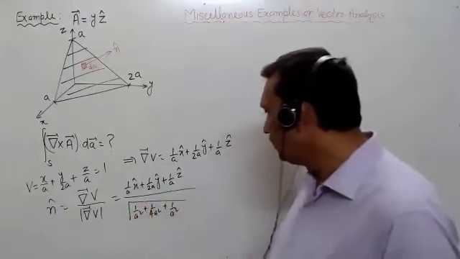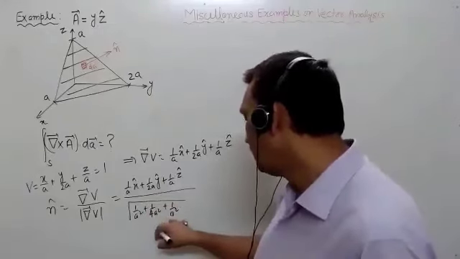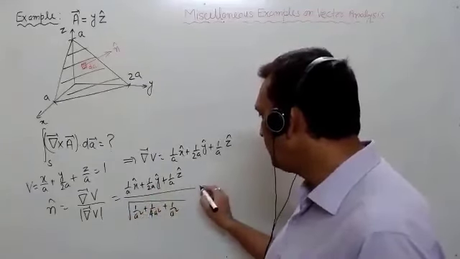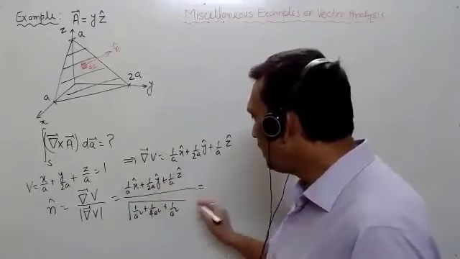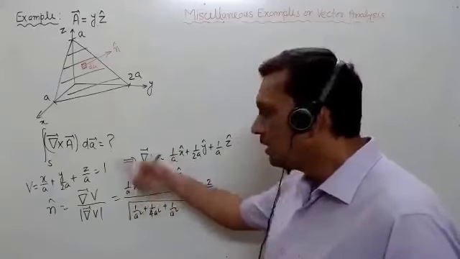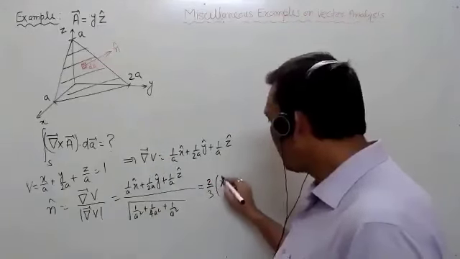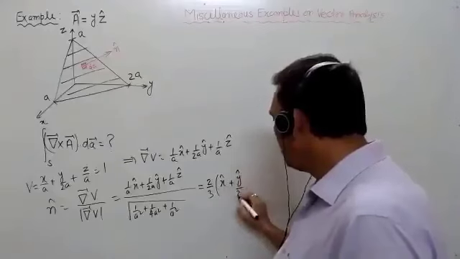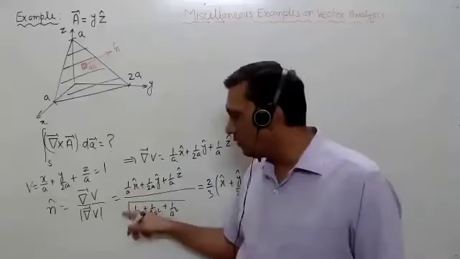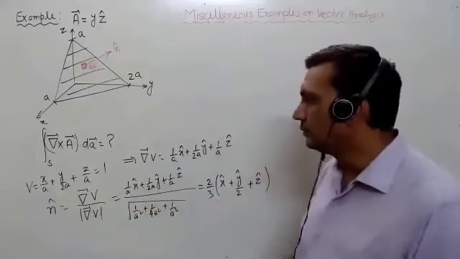So what will be this value? A will cancel out and you will get 2 plus 1 by 4, that is 9 by 4, so the root is 3 by 2. Multiplying the numerator by 2 by 3, you get 2 by 3 x cap plus y cap by 2 plus z cap. A will cancel out because 1 by a square under the root gives 1 by a. So this is the unit vector.